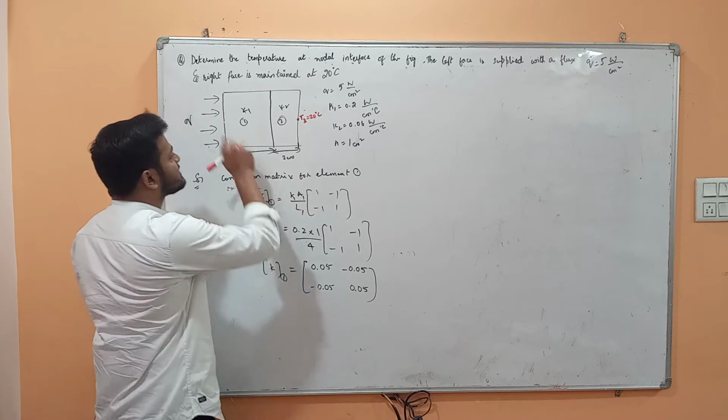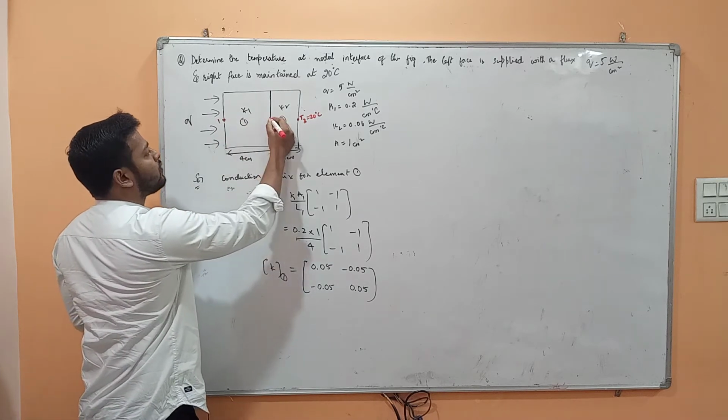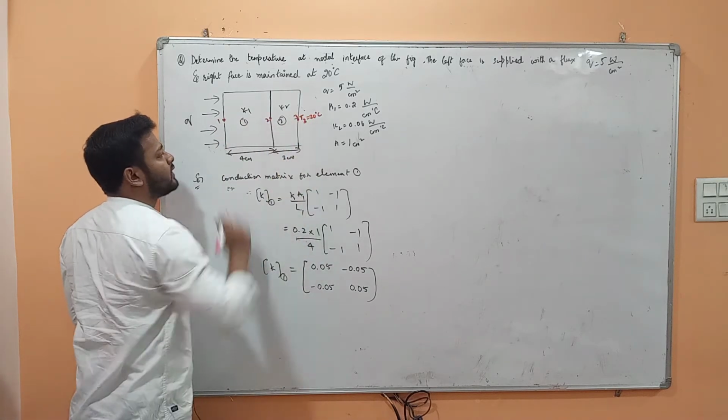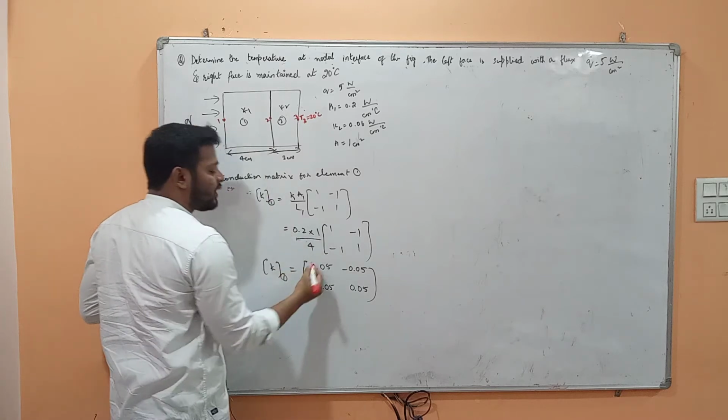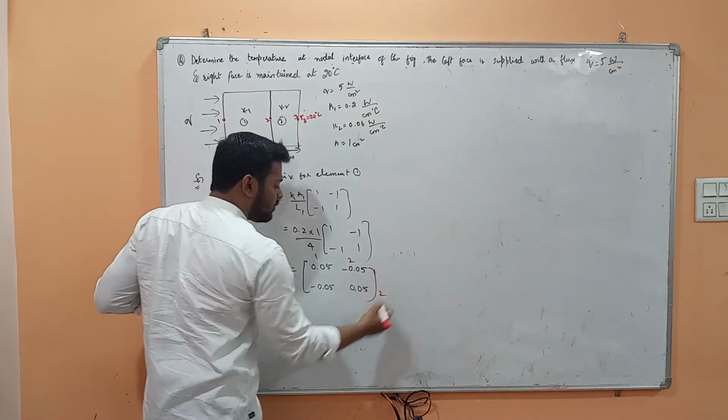Element 1 is connecting nodes 1 and 2, and element 2 is connecting nodes 2 and 3. So for element 1 we have to write down 1 2 here and 1 2 here.